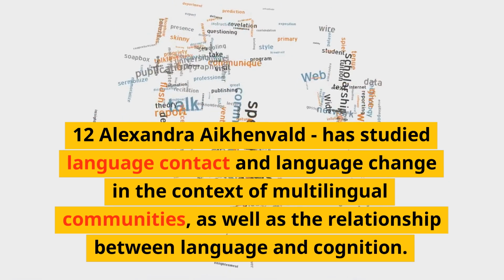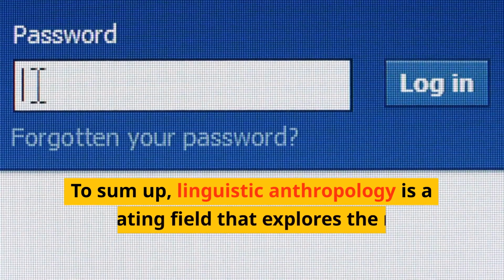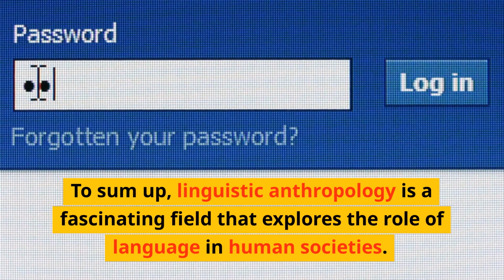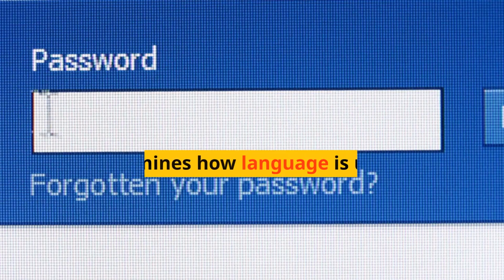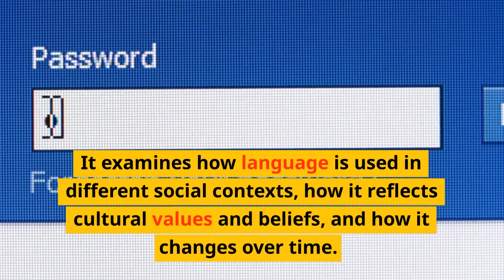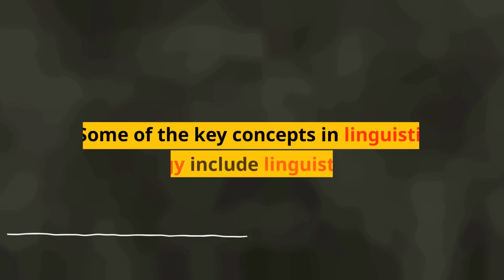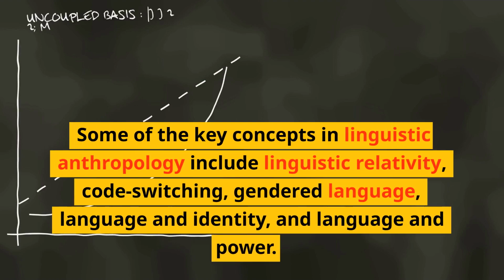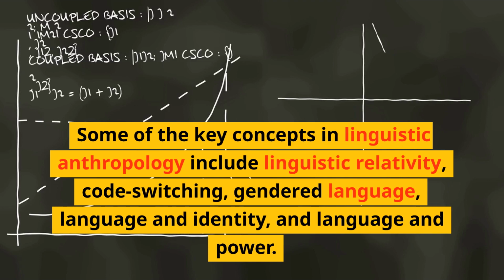Summarizing linguistic anthropology. To sum up, linguistic anthropology is a fascinating field that explores the role of language in human societies. It examines how language is used in different social contexts, how it reflects cultural values and beliefs, and how it changes over time. Some of the key concepts in linguistic anthropology include linguistic relativity, code switching, gendered language, language and identity, and language and power.